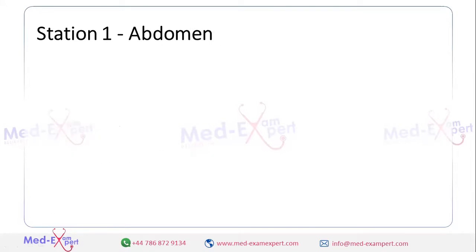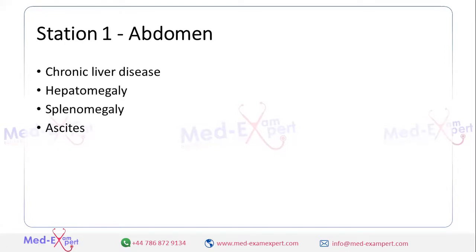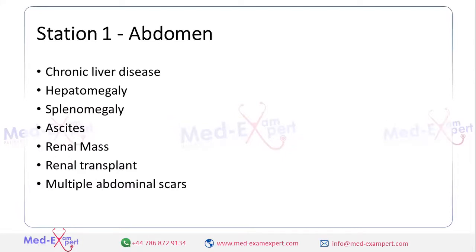Station 2 is abdomen. The common cases are chronic liver disease, hepatomegaly, splenomegaly, or a combination, hepatosplenomegaly. Then we have ascites, renal mass, renal transplant, and multiple abdominal scars. These are the few important cases you will get in the abdomen station. Again, once you go inside, you need to finish the examination within 6 minutes and start presenting to the examiner.